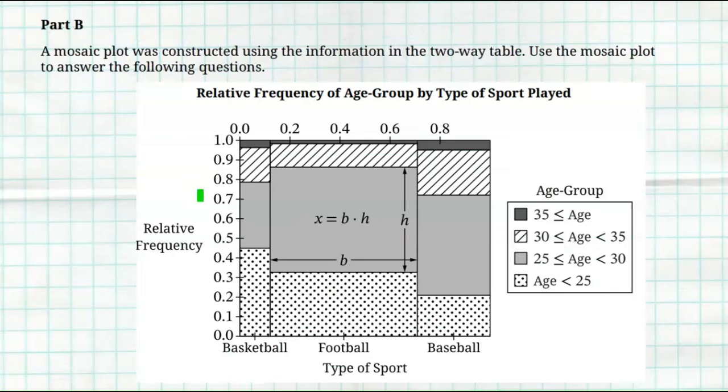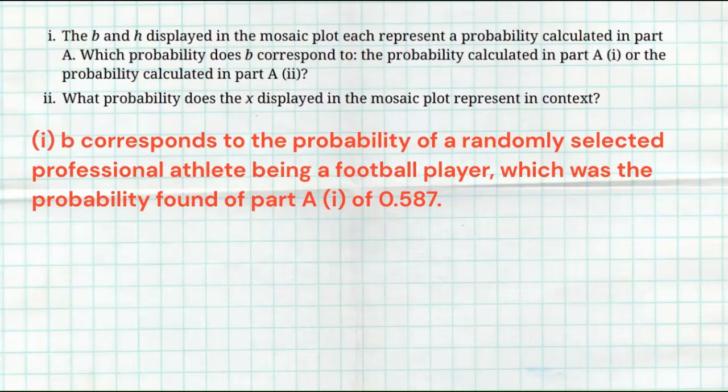So if we go back here, we see that we have this X equals B times H, where H is the height and B is the width. So B represents the proportion of football players, because that's the horizontal, right? That's the categorical of basketball, football, or baseball. So that's why we see wider, because there were more football players. So that means that B corresponds to the probability of a randomly selected professional athlete being a football player, which was the probability that we found in part A single I.